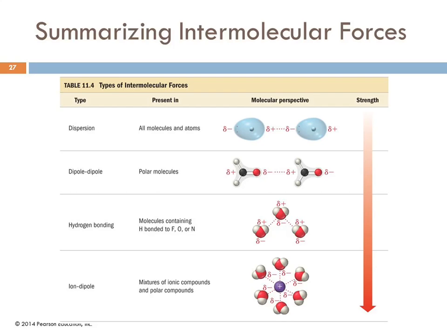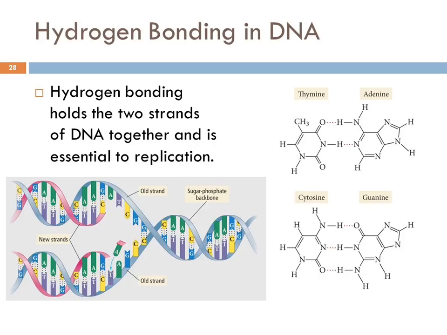So this table just summarizes these four intermolecular forces, their names, where they're found, gives you a picture, and then the strength. You definitely need to know this table. It's a good table. Hydrogen bonding is really important.